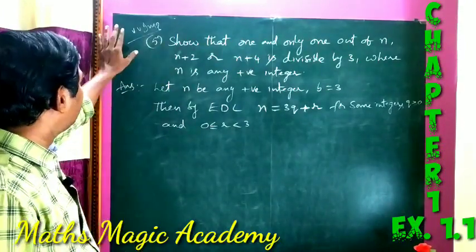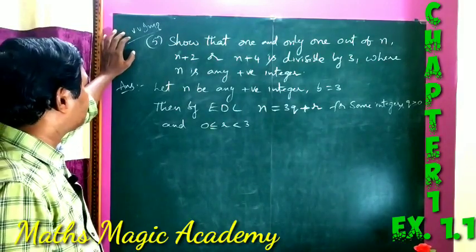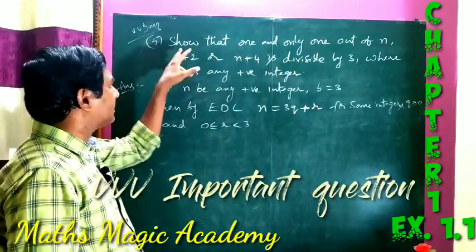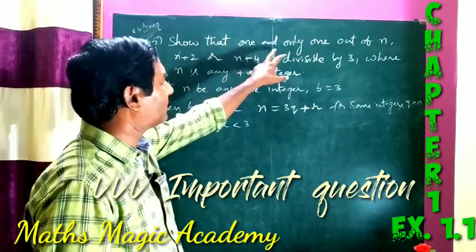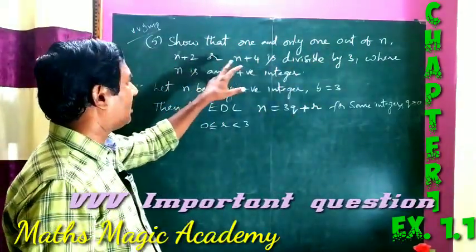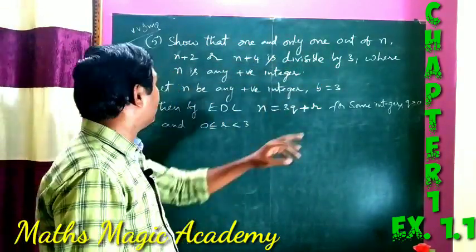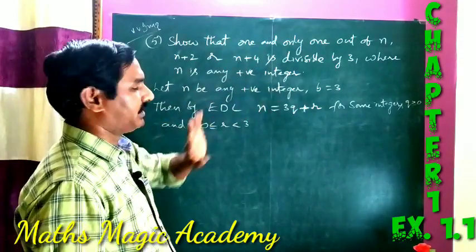Let us see the fifth problem. The fifth problem is a very important one from the examination point of view. So here the question is, show that one and only one out of n, n plus 2 or n plus 4 is divisible by 3, where n is any positive integer.